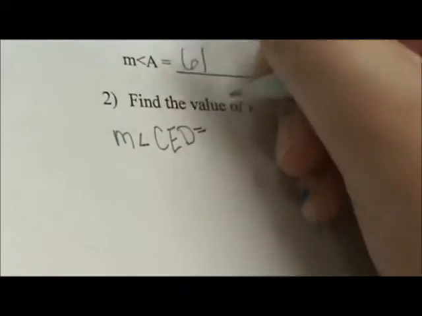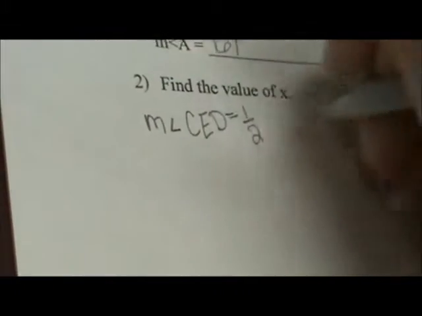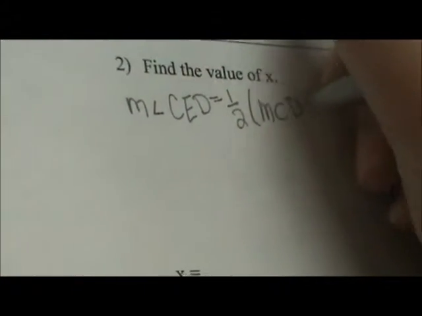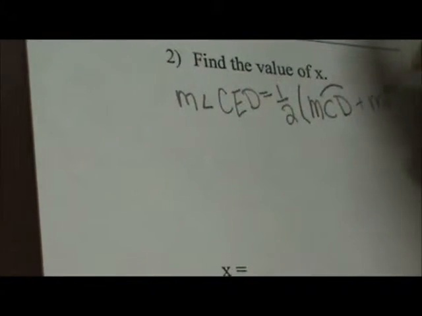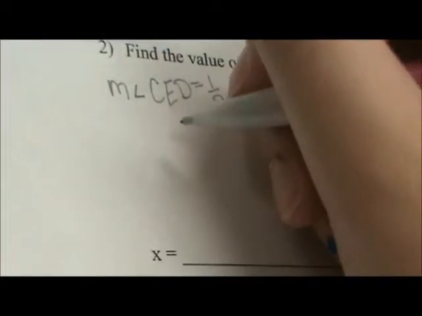Okay, we're going on to problem 2 on homework check 10.6. Well, we can say that the measure of angle CED is equal to 1/2 times the measure of arc CD plus the measure of arc AB. Then we need to plug in all the answers for everything.